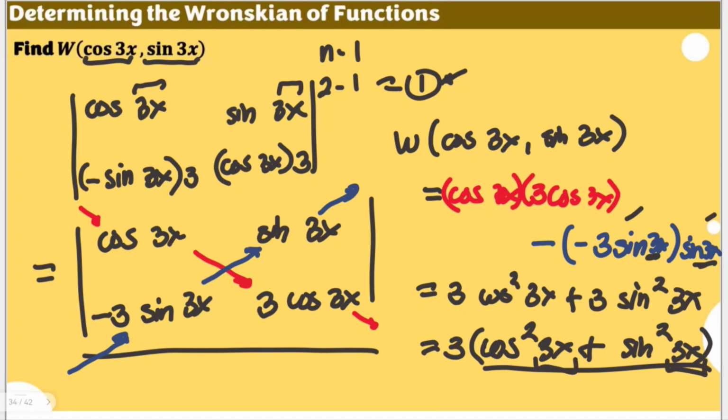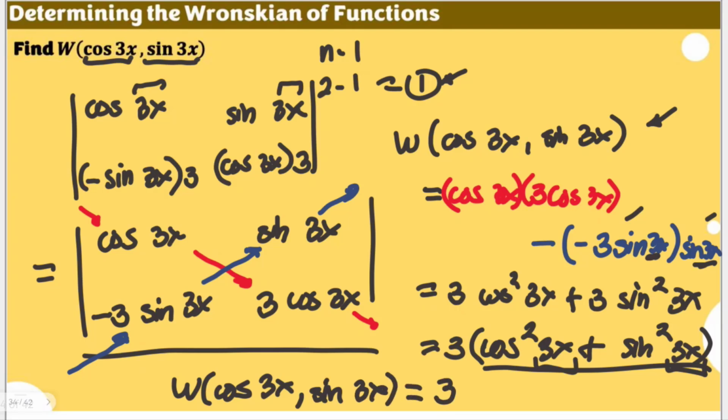In short, the Wronskian of cosine 3x and sine 3x is just equal to 3 times the identity, which is 1, or just equal to 3. This is the Wronskian of the given two functions here. And if this is part of a non-homogeneous higher order equation, we will be using this Wronskian and the concept of Wronskian in the process of solving such.